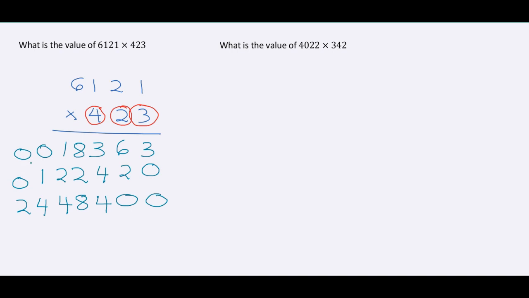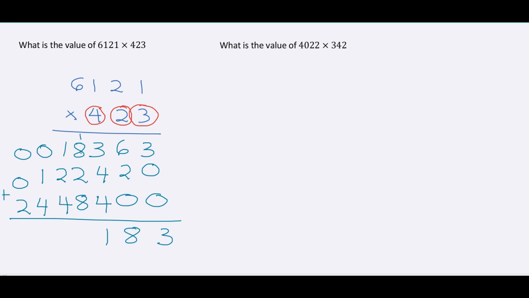So let's count the number of digits. You should have 7 digits on each row: 1, 2, 3, 4, 5, 6, 7. 7 on each row. Okay, now we can add the numbers together. 3 plus 0 gives us a 3. 6 plus 2 plus 0, we have 8 plus 0, that's 8. 3 plus 4, 7. Plus 4, we have 11. So we write 1 down here and we bring 1 up here.